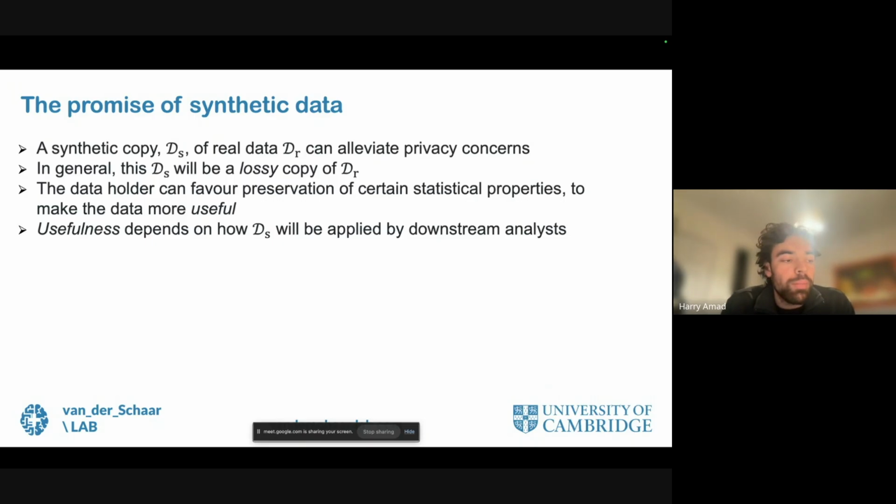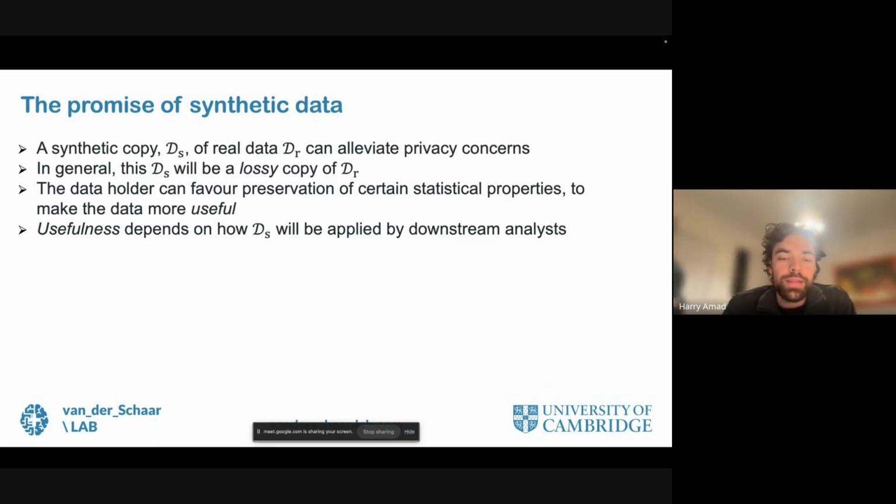However, in general, this synthetic data will be an approximation of the real data. It will typically be drawn from a distribution which is learnt to approximate the real data distribution, and in general there will be some error in this approximation. So the synthetic data can be thought of as a lossy copy of the real data. The data holder who holds the real data has a bunch of choices to make if they want to create a synthetic data set, and they can bias its creation in a number of ways, so it can favor the preservation of certain parts of the distribution or certain variables more than others.